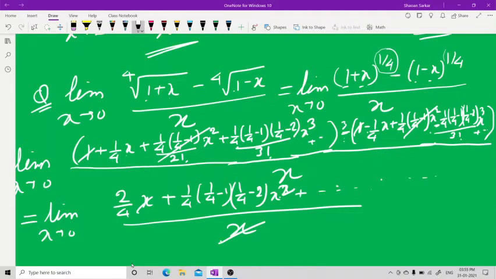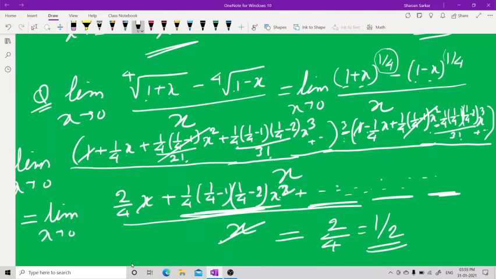This will become square. They will be higher order terms. Take the limit. All these terms will be 0. Don't calculate, the rest of the terms will all be 0. So what you will get is 2 by 4, and that is nothing but half. I hope you have understood this point.